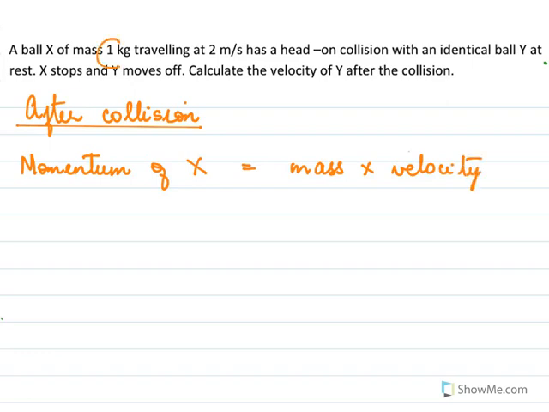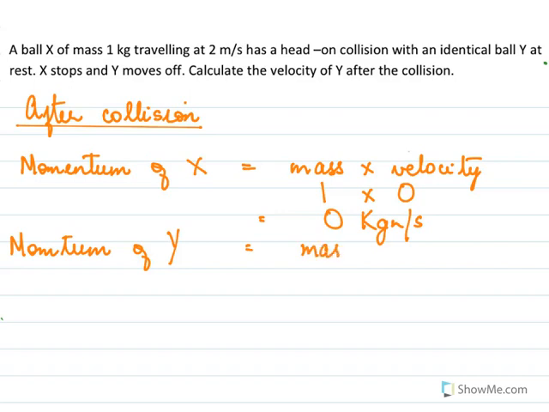The mass of X we know is 1 kg, and here they said X stops. If X stops, it means the velocity of X is 0, so its momentum will be 0 kg meter per second. Next we do momentum of Y.